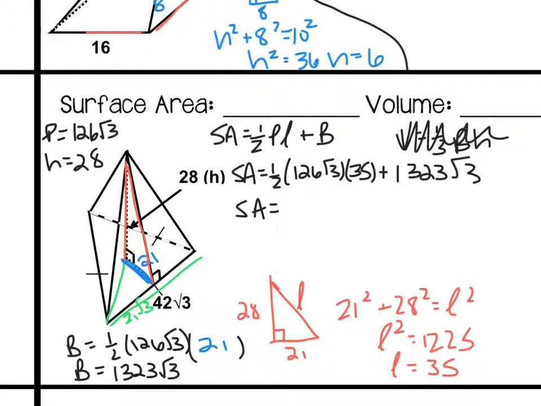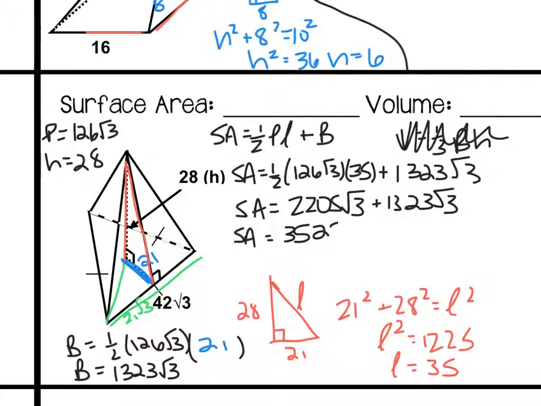So surface area is 2205 root 3 plus 1323 root 3, and that gives me 3,528 square root of 3 for my surface area. Hope you wrote tiny on this. Okay, let's change to a different color.